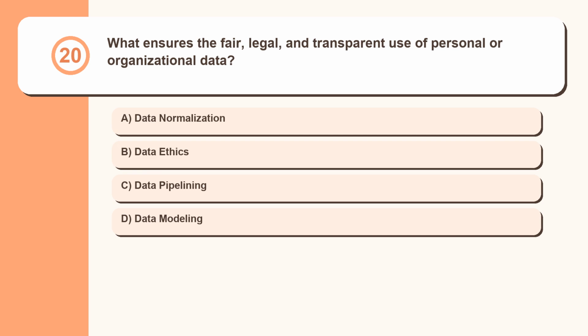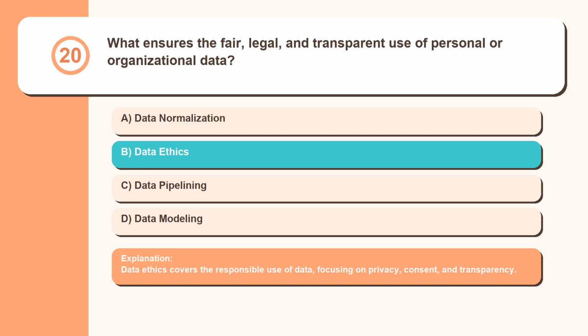Question 20. What ensures the fair, legal, and transparent use of personal or organizational data? Data normalization, data ethics, data pipelining, data modeling. Data ethics covers the responsible use of data, focusing on privacy, consent, and transparency.